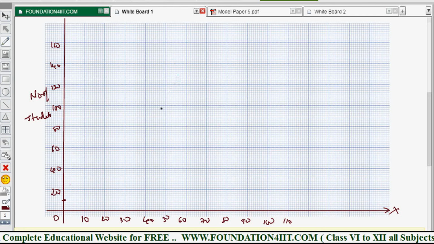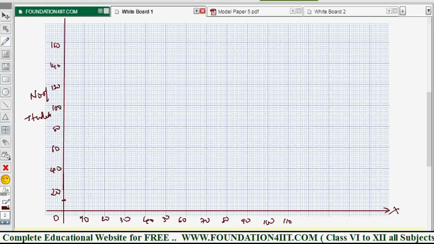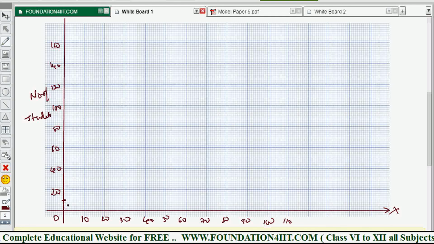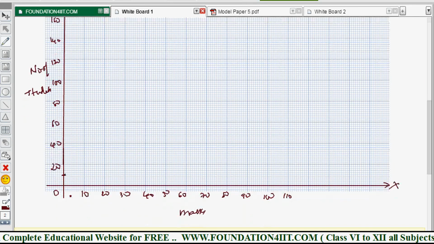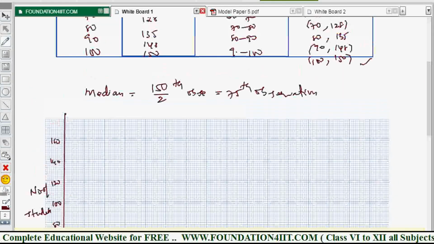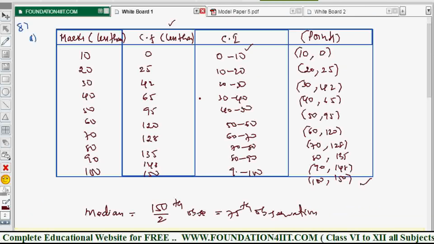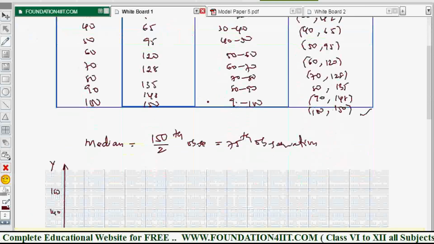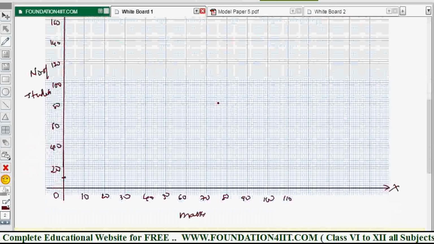So scale also we can take here. On the x-axis, 1 centimeter is 10 units, and here 1 centimeter is 20 units, it is 20 students. Now let us plot the points on this graph paper. So this is the y-axis. First point is 10 comma 0, 20 comma 25. These are all the points to plot in this.